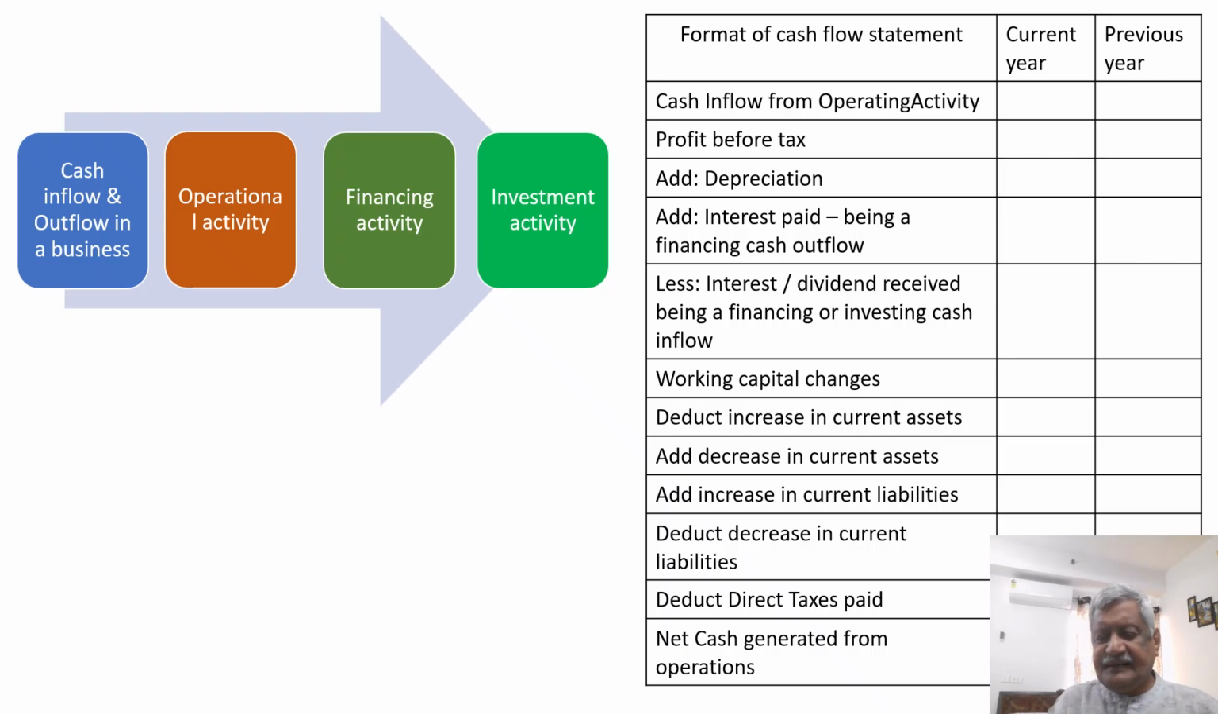And any decrease in current liability means there is a cash outflow and that you deduct it. So in the working capital changes, what we are going to do is deduct the increase in current assets, add the decrease in current assets, add the increase in current liabilities, deduct the decrease in current liabilities. Now deduct the direct taxes paid, which again is available in the statement of profit and loss account. The net result will be net cash generated from operations.